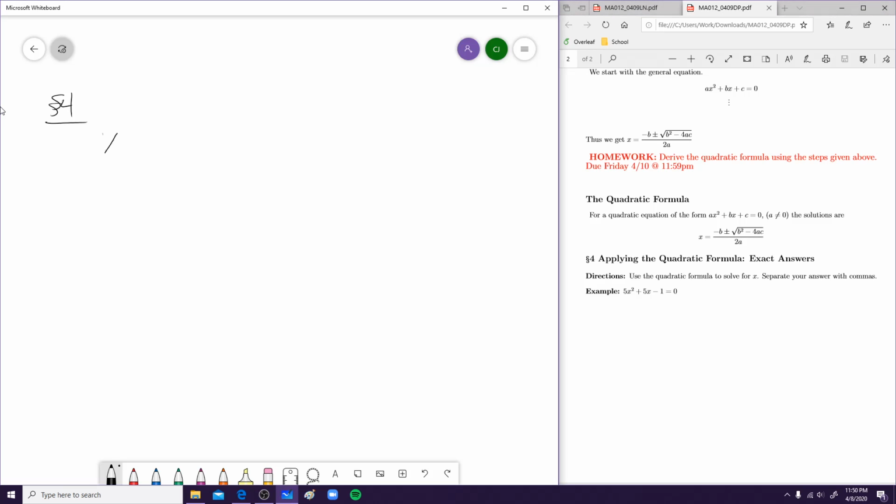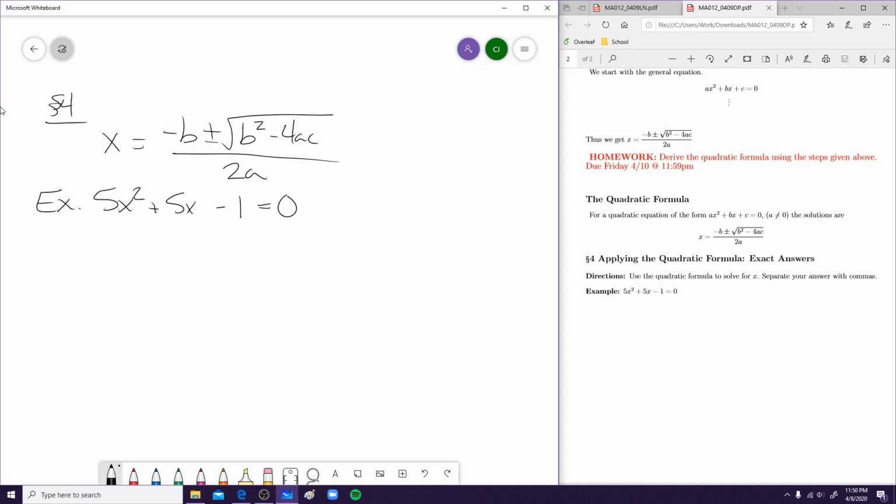The quadratic formula is x is equal to negative b plus or minus the square root of b squared minus 4ac all over 2a. Okay, and we want to apply that to 5x squared plus 5x minus 1, which is equal to 0. So the thing is, for all of this, since there's a, b's, and c's, we need to establish what is a, what's b, and what's c.